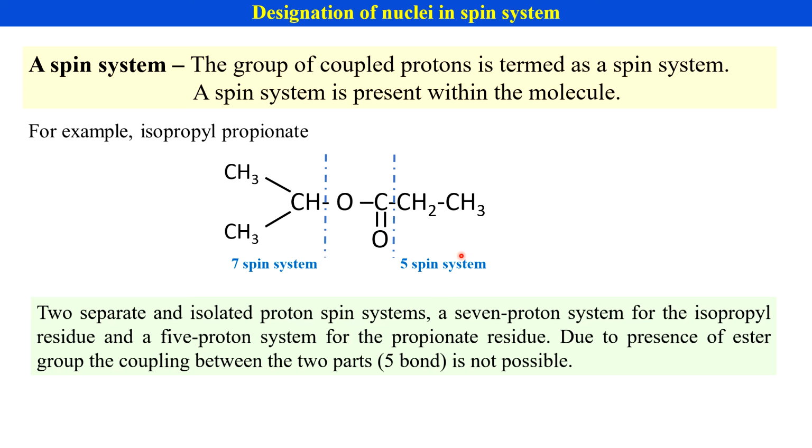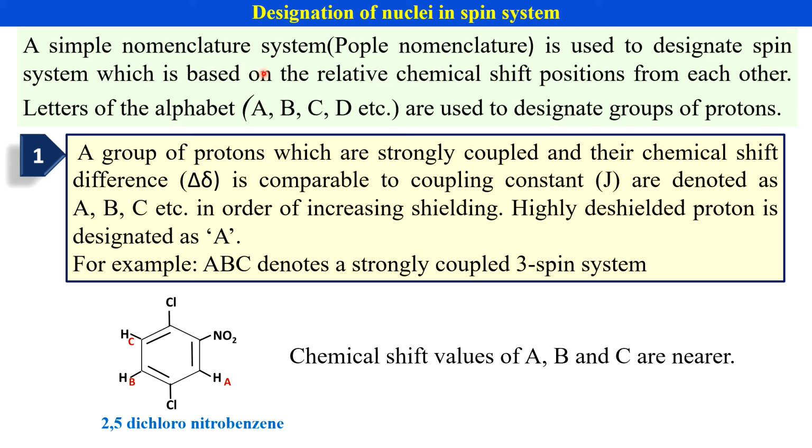But coupling between this 5 spin system and 7 spin system is not possible, as there is a difference of 5 covalent bonds. That is, coupling between these two spin systems is not possible, but within the spin system the coupling is possible, and that is a group of coupled protons. That system is known as a spin system. Let us study the nomenclature.